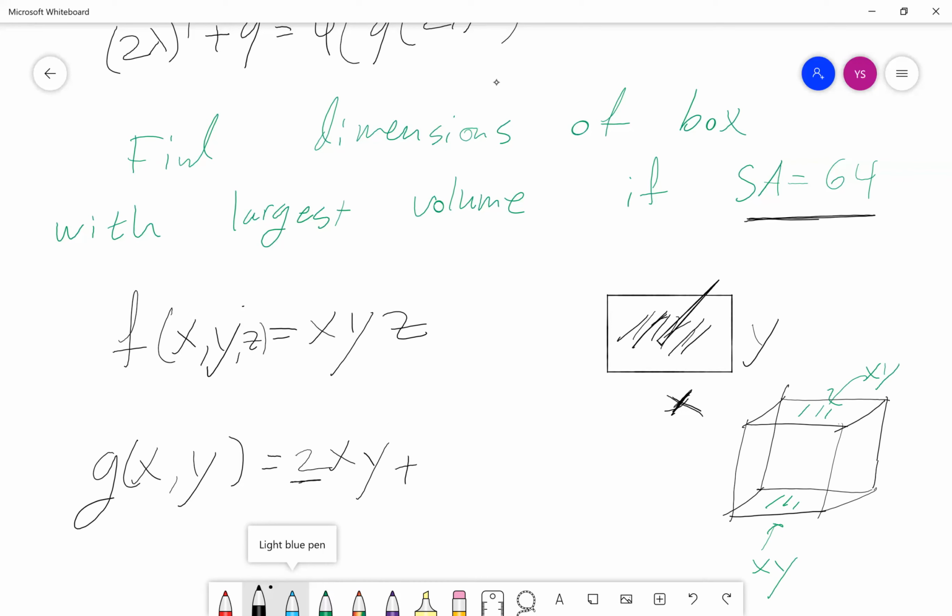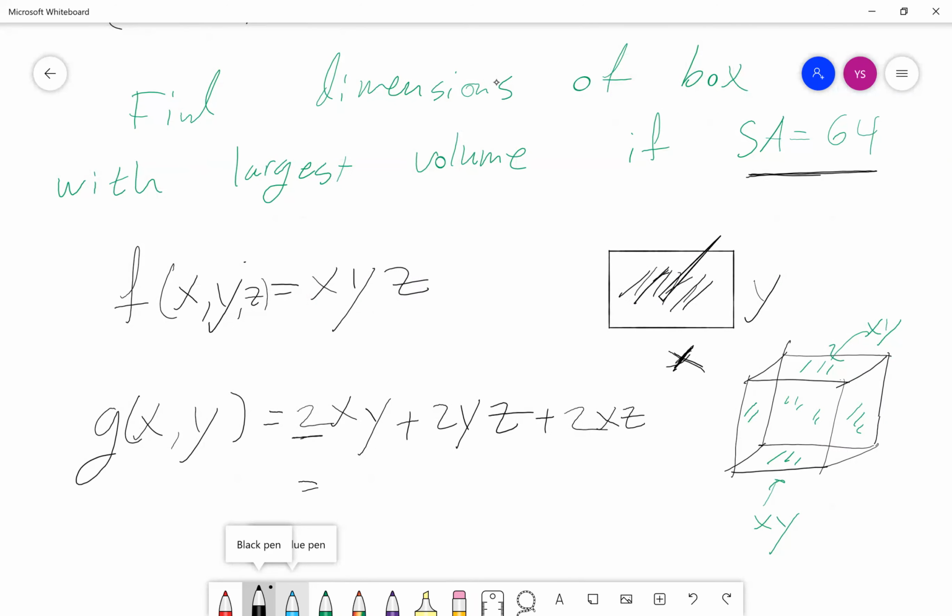Plus, okay, let's go for, let's say, this one and this one. So what is that? That's y and z. So plus 2yz, right? And then finally, you have this one in the front and the one in the back. The one in the front is xz, and the one in the back is also xz. So that's our function g. And we want this function to be equal to what? Anyone? What's the restriction for this function? Yeah, 64. So we want this function to be 64.